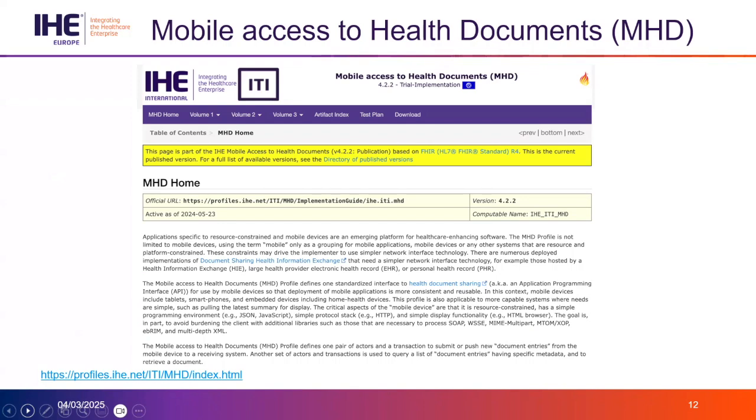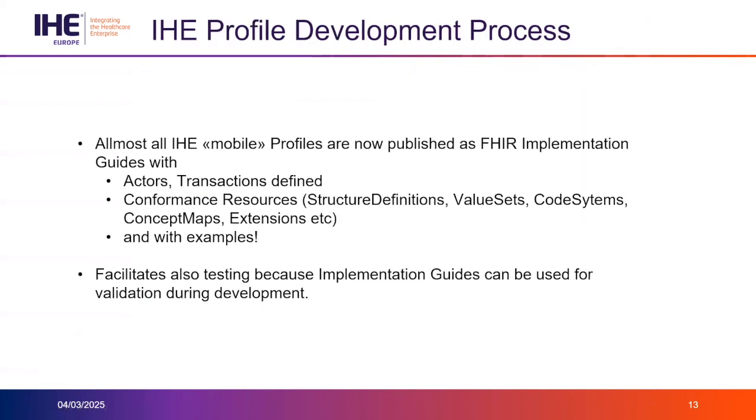Here we have a full implementation guide which describes from the use case to the actors to the different transactions, and you have all this information not only in a textual way but also with examples and conformance resources. This helps also testing for you at the IHE Connectathon, because you can have all this structured information directly out of this implementation guide, download it and use it for validation or even code generation during development.